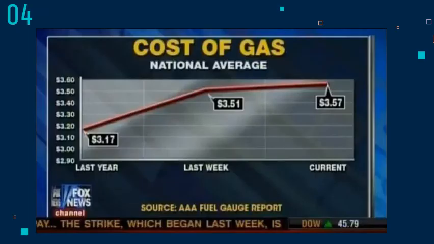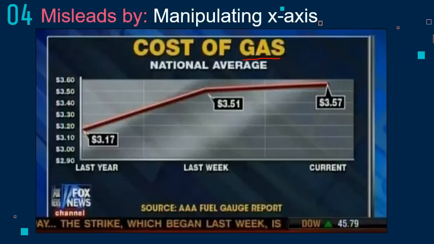Here we've got a line graph of the cost of gas or petrol that's been presented by Fox News in America. And it says national average cost of petrol. And we can see that it's increasing. So it looks like it's a bad story. Everything's getting worse. But we can actually see that they've misled us by manipulating the x-axis.